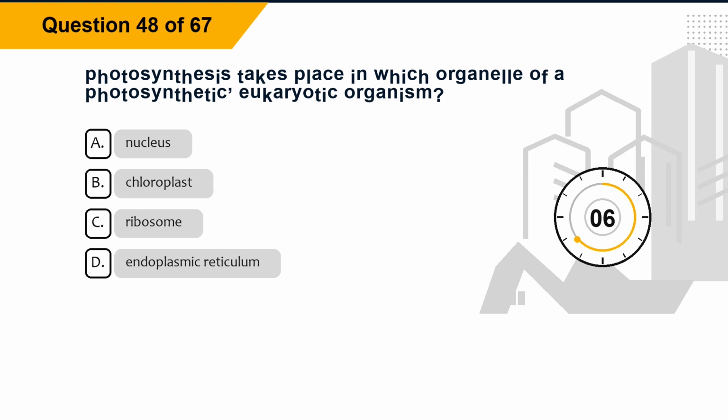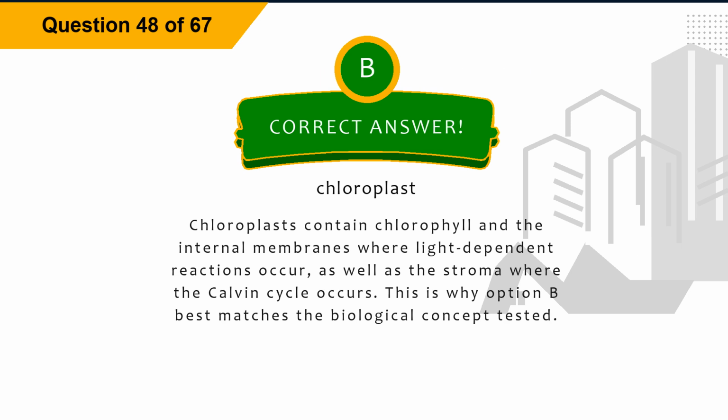Option B, chloroplast. Option C, ribosome. Option D, endoplasmic reticulum. The correct answer is option B, chloroplast. Explanation. Chloroplasts contain chlorophyll and the internal membranes where light-dependent reactions occur, as well as the stroma where the Calvin cycle occurs. This is why option B best matches the biological concept tested.